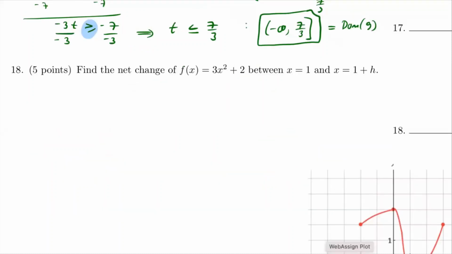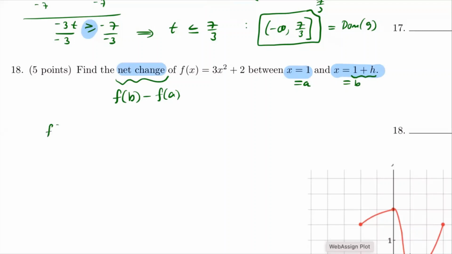Number 18, we're going to find the net change of this function between x equals 1 and x equals 1 plus h. So for net change, you have to know this formula: f of b minus f of a. That's the net change. So let's call this value our a. This is our b, so this entire 1 plus h is our b.